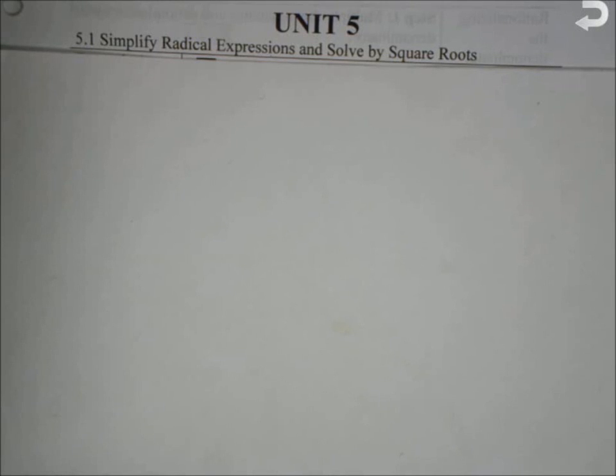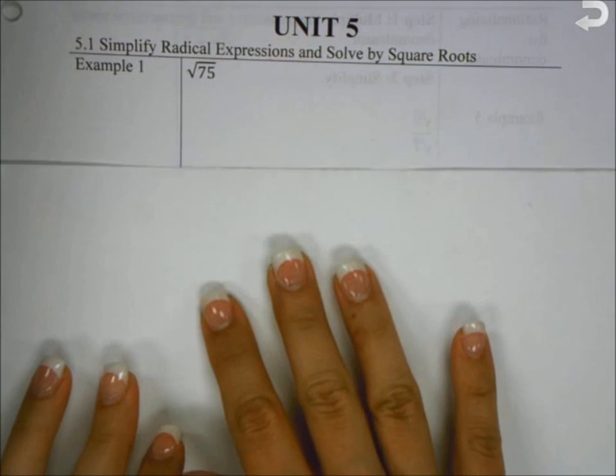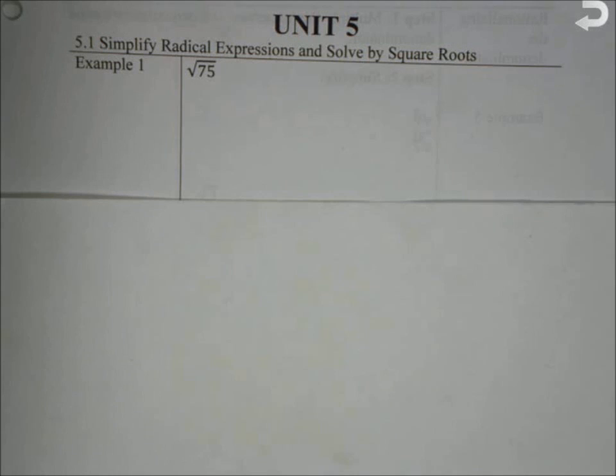So Unit 5 starts out with just a little bit of a review. We're going to review simplifying radical expressions and square roots, first of all, before we start getting into some other stuff. So, first thing we're going to do is an example. We want to find the square root of 75.